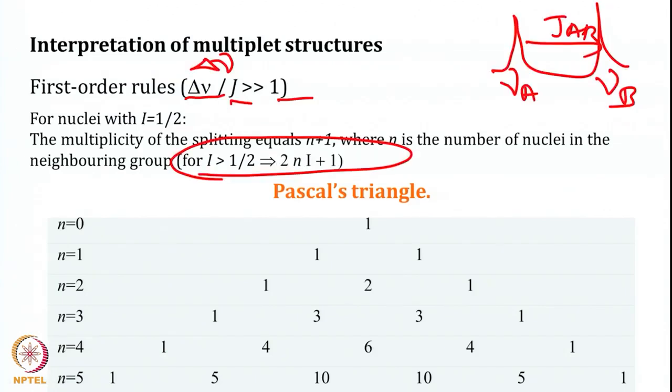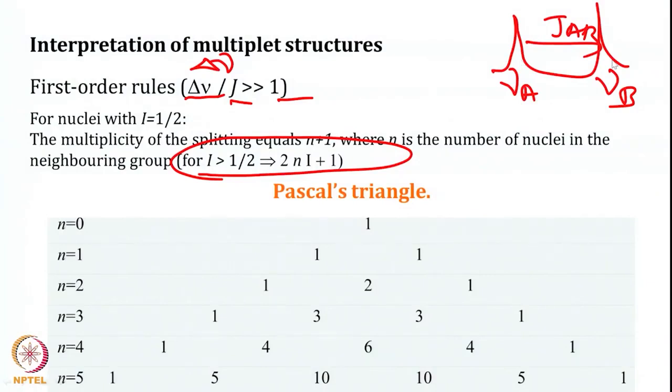Just to remind you, we are now discussing the interpretation of multiplet structure, and only the first order rule. The first order rule means the comparison you have to do of the difference in their chemical shift compared to the J value. So here, suppose resonance A and resonance B, the difference between them in terms of chemical shift is mu, and their coupling constant is JAB. For the first order rule to be valid, the difference mu divided by J should be much, much larger than 1. That means the difference in the chemical shift should be larger than the J.